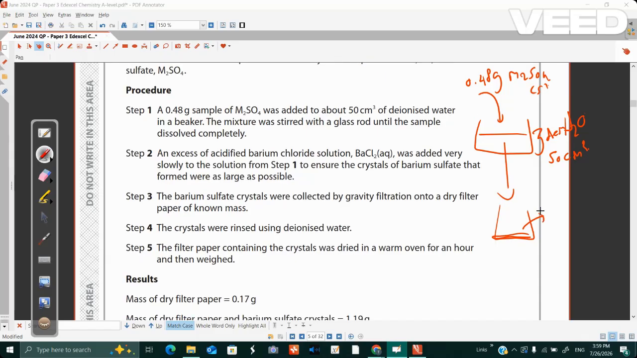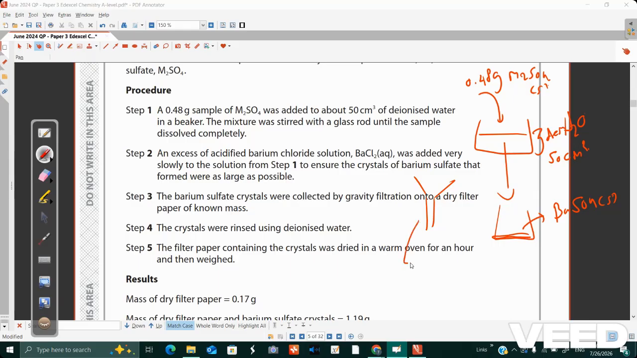The precipitate is what? The solid is barium sulfate. It's like bread and butter questions, right? The moment they talk about a white color precipitate with the addition of barium 2 plus ion and a sulfate 2 minus ion, it is about barium sulfate, right? And the barium sulfate crystals were collected by gravity filtration onto a dry filter paper of a known mass, and they are collecting it on this gravity filtration, right? And on a dry filter paper, they are collecting barium sulfate.